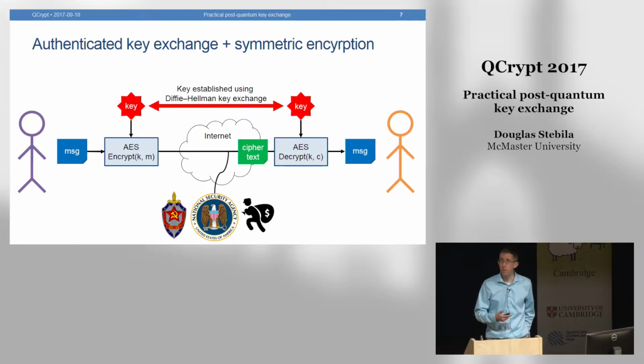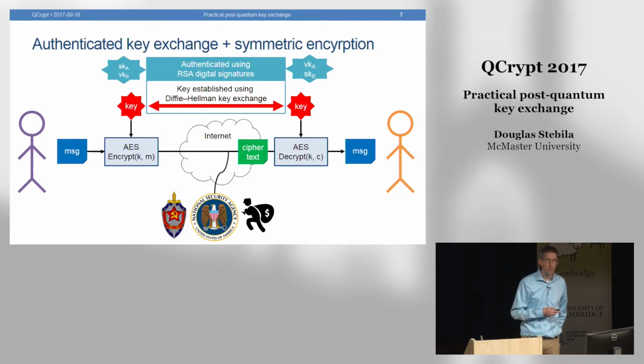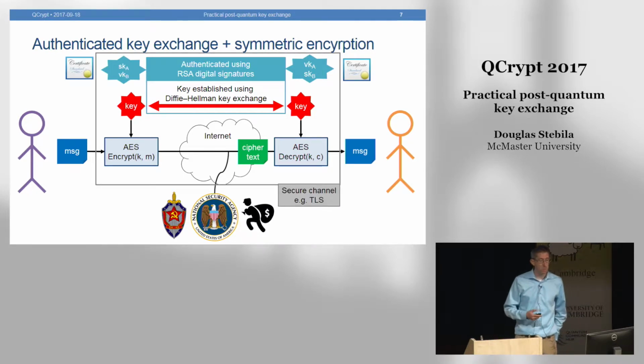Now, this Diffie-Hellman key exchange isn't authenticated, so to prevent man-in-the-middle attacks, we need some additional authentication. What we had before was authentication using RSA digital signatures, using a signing key and a verification key. The way each party gets a copy of the other party's public key is using a certificate. All of those pieces together comprise our secure channel protocol, TLS. So that's the context that we're working in.